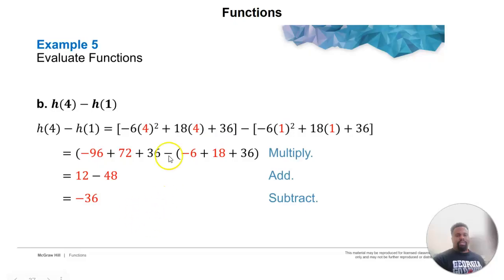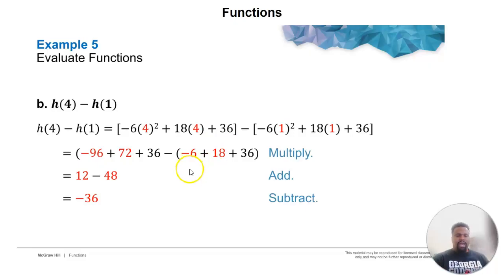Here, what we're doing is we're substituting 4 everywhere we got x. And then we're doing another function. We substituted 1 everywhere we got x. And then we're going to simplify those two, and then we're going to subtract them. So 4 squared is 16. 16 times negative 6 is negative 96. And then 18 times 4 is 72. All right, plus 36. And then 1 squared is 1. 1 times negative 6 is negative 6. And then 18 times 1 is 18. So we're left with negative 6 plus 18 plus 36.